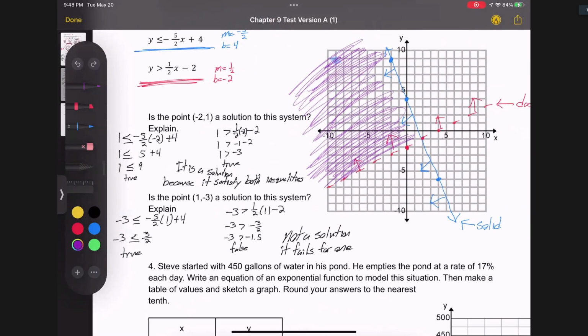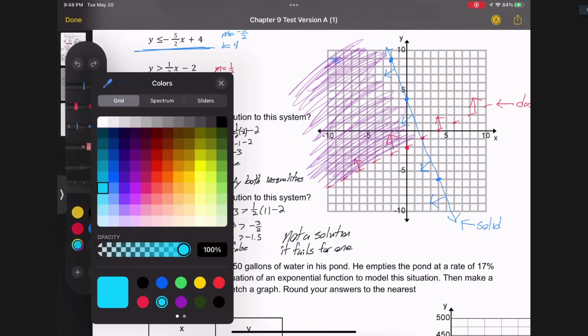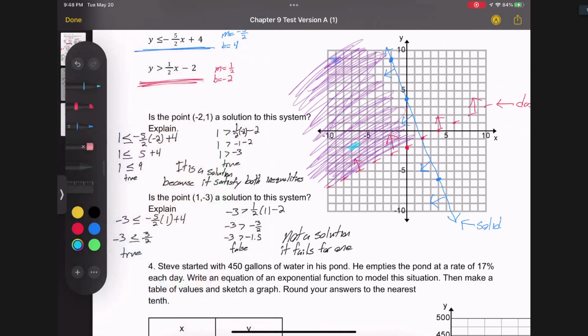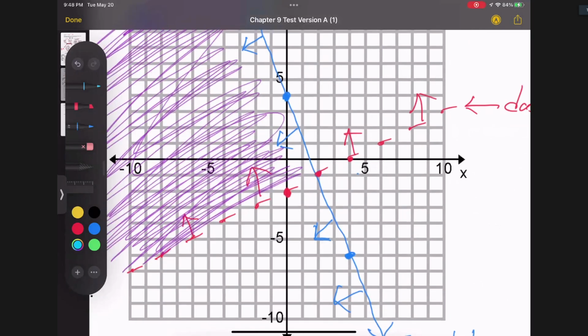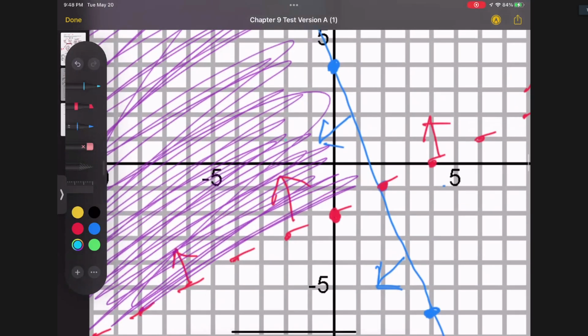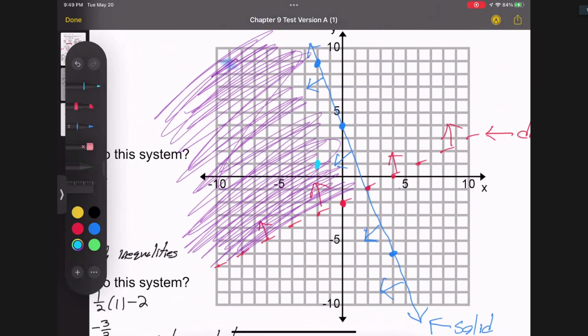So since I know that this is a region, where is negative 2, 1? I'm going to use light blue for (-2, 1). So where's (-2, 1)? That is this point right here. Can you tell me where this light blue point is located? In the solution. It's in the region. So that means it is a solution.